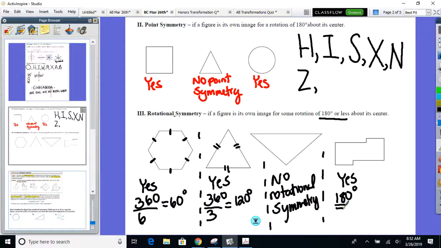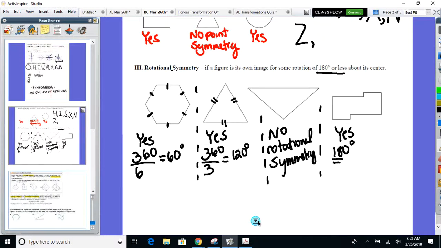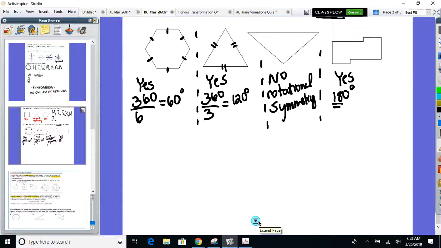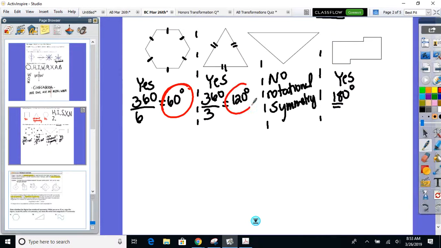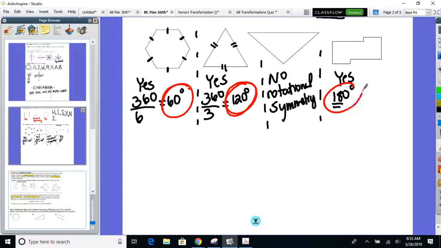Okay, hey, we're going to put names. You can turn the page, that's fine, but I'm going to stay right here. What did these degree measures that we found represent? What does 60 represent here? The number of degrees I can turn it and get that hexagon back. Minimum number, because I could go any multiple of 60.